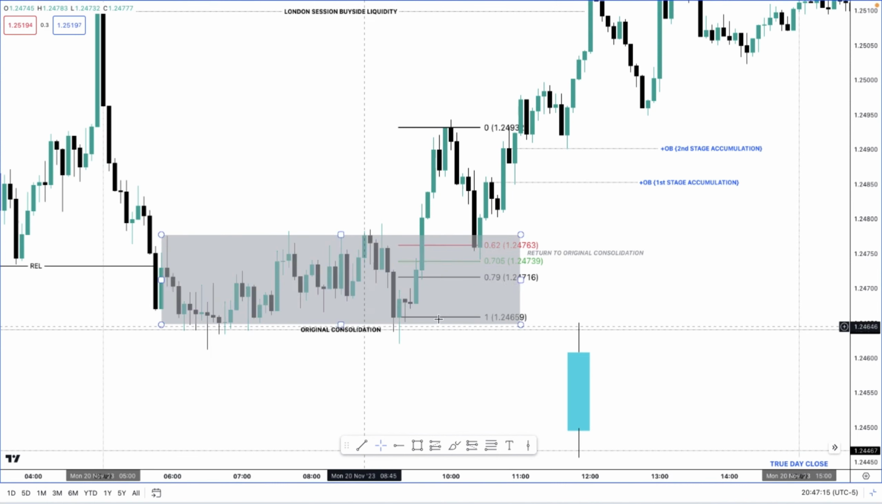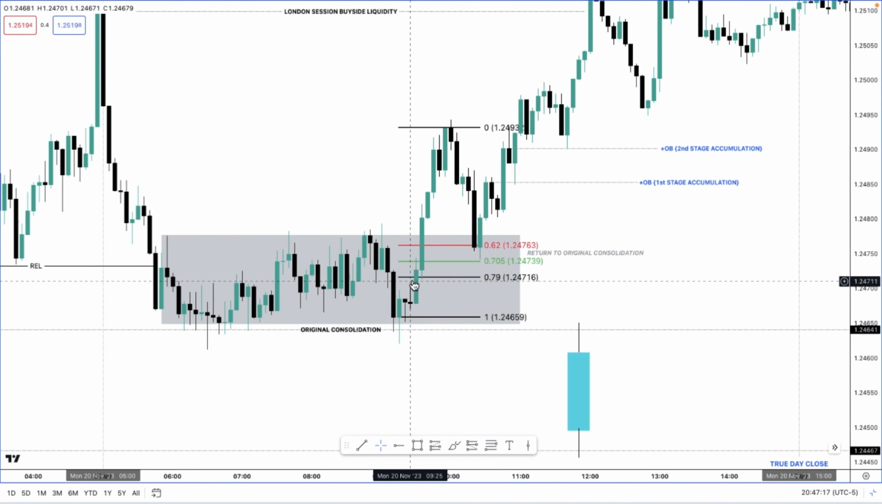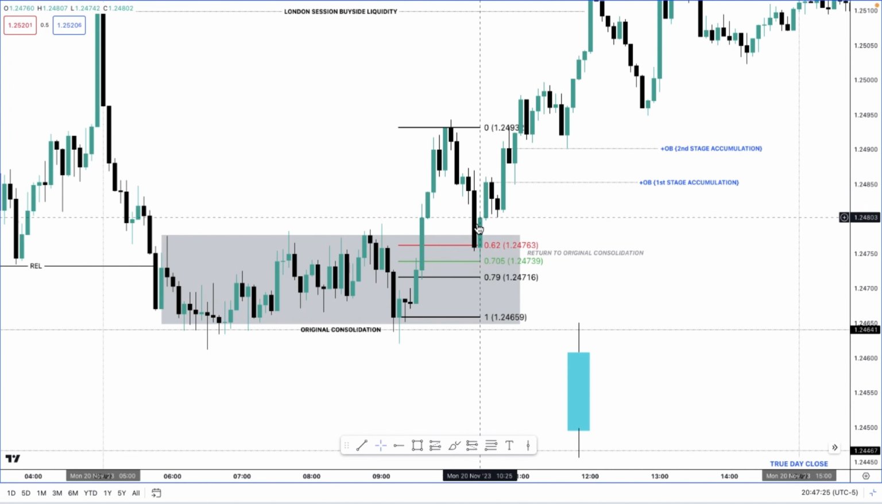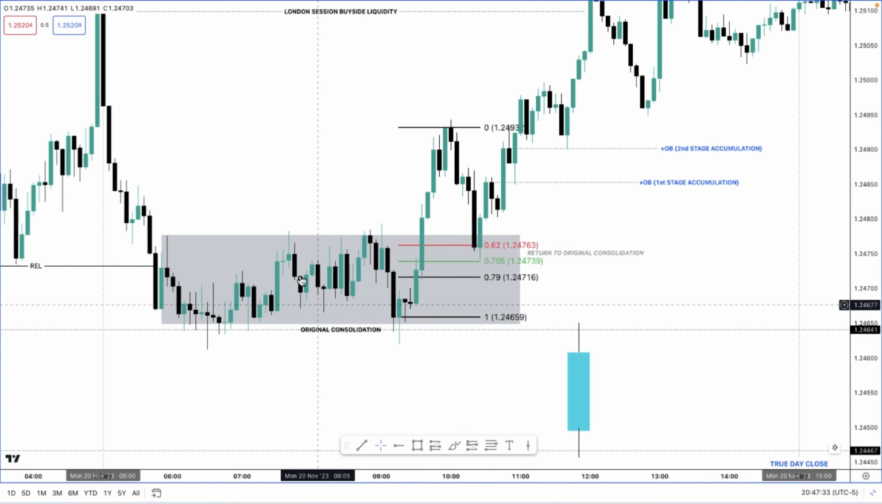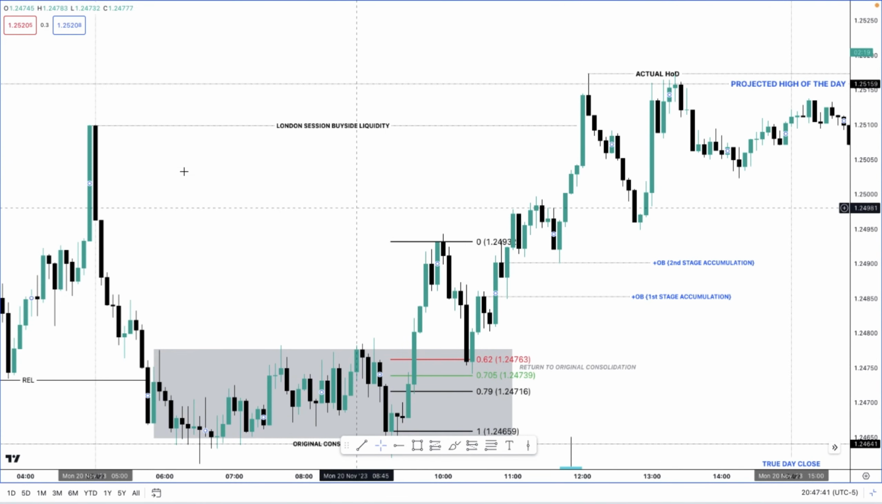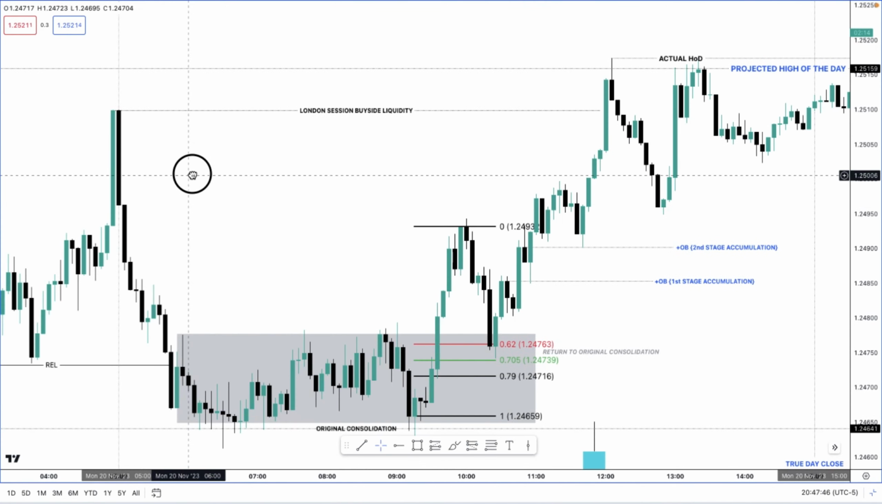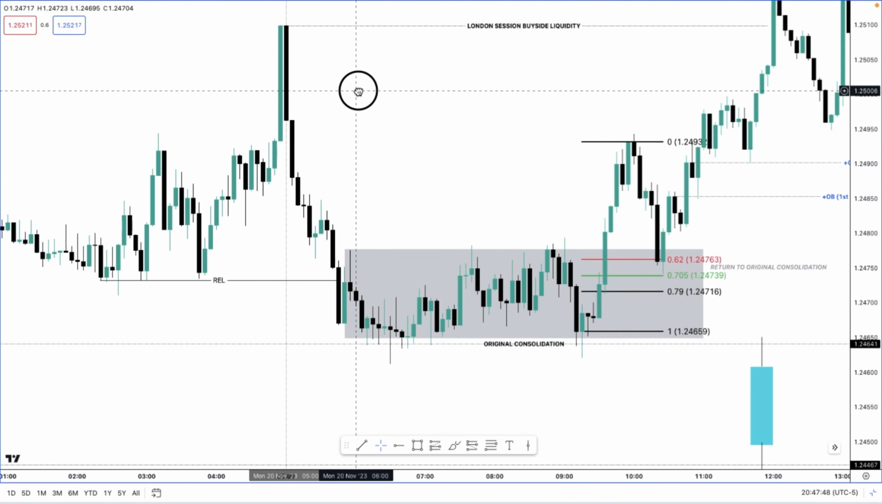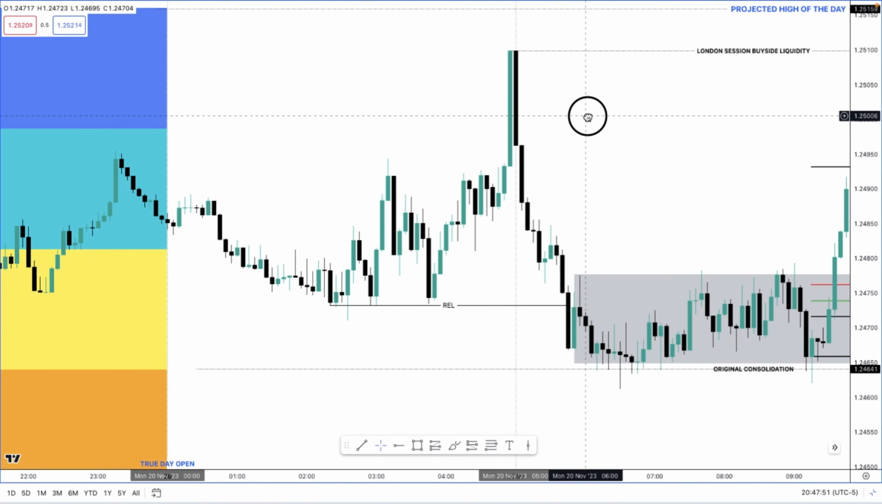Original consolidation, breaking above original consolidation, return back to original consolidation. It acknowledges that indeed there was an original consolidation. We left it, but now we are coming back to it one more time to acknowledge it, and then we are leaving. Where are we going? We are ready to take out this high. Why? Because we are bullish. Because we're bullish.